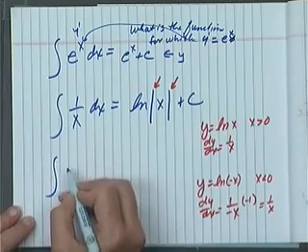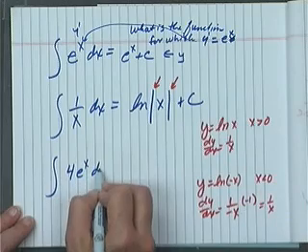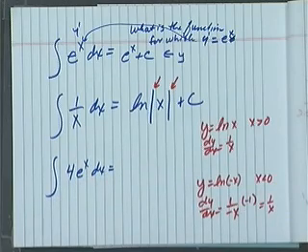Suppose I want to integrate 4 e to the x dx. What do you bet that answer is?